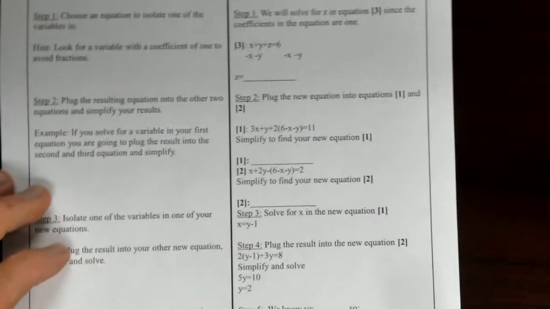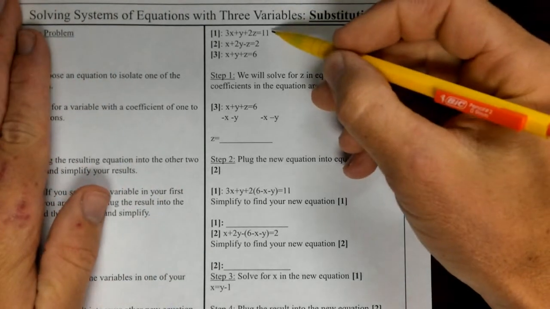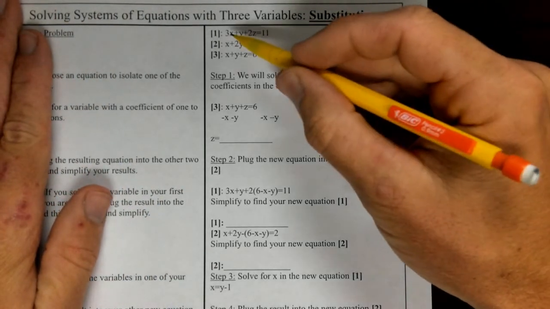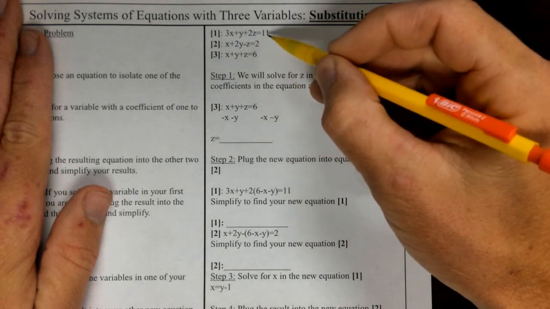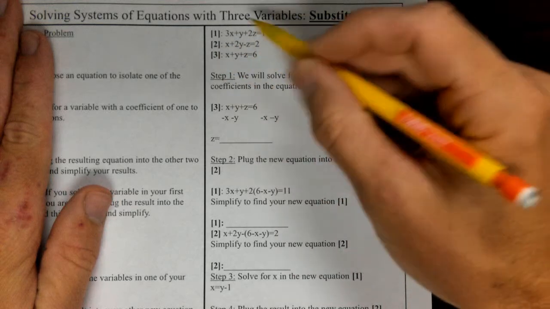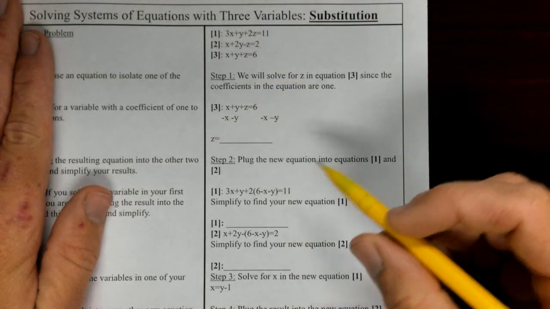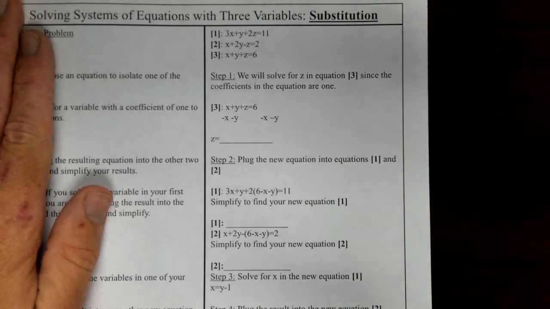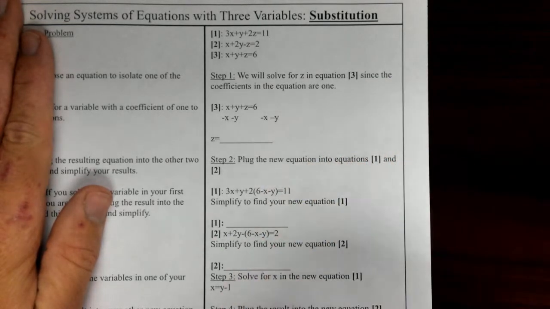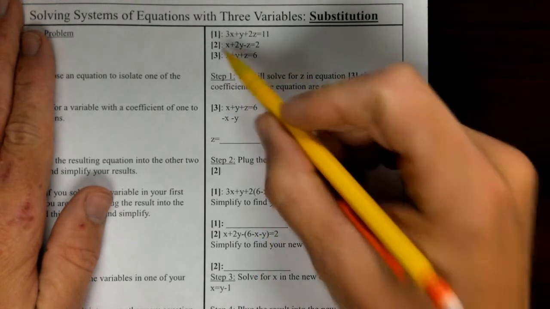So let's look at example number 1. This is a little worked example for us. We've got the system of equations 3x plus y plus 2z equals 11, x plus 2y minus z equals 2, and x plus y plus z equals 6. So step number 1, we need to find one variable. Doesn't matter if it's x, y, or z. Now this looks like the easiest equation to work with, so I'm going to work with that one.